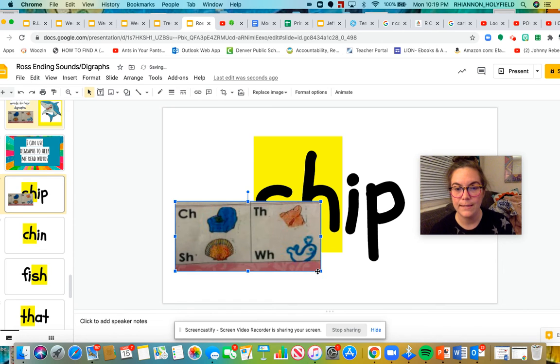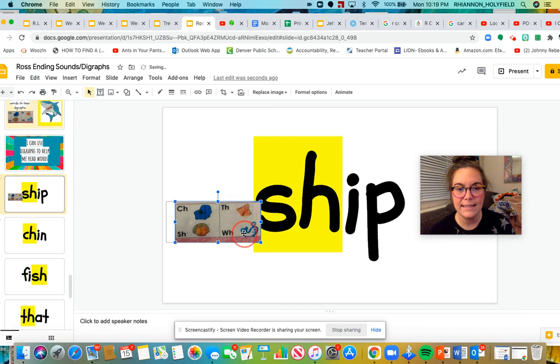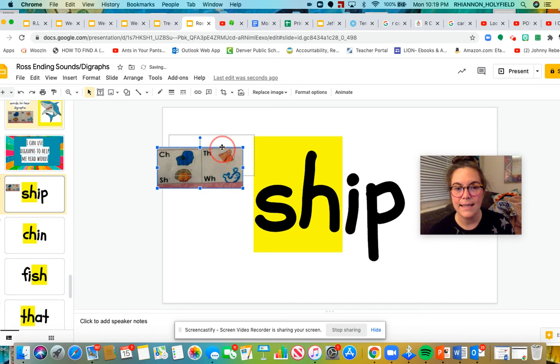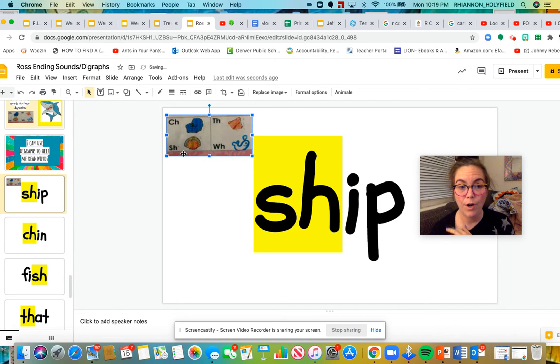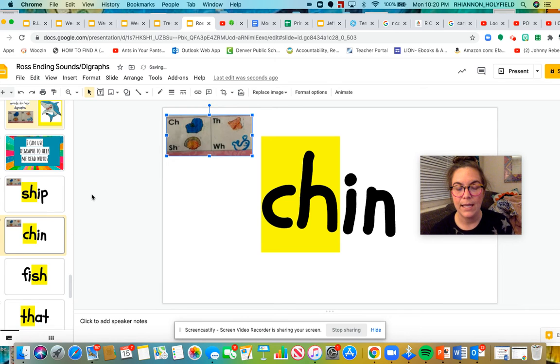Okay, so here it is. All right, so I see that S and H is highlighted. So I'm going to find it on my sound card, and that's that sh sound. Sh, ip, ship, right? And I'm going to do that for every single one. Ross is going to say, read it or call on you to take a turn, and then everybody's going to do it. So I see the CH, ch, i, n.